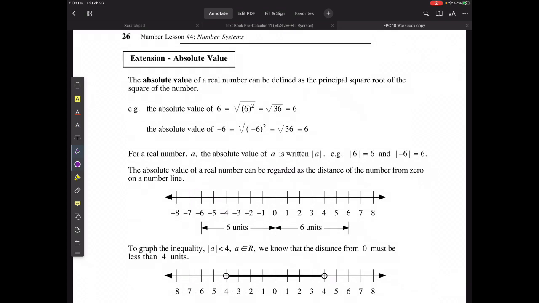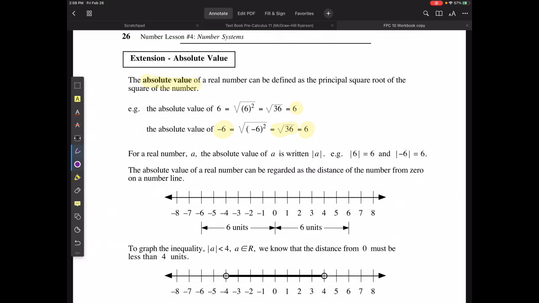We're going to take a quick look at the extension. You're not going to be tested on this, but it is going to be something that is going to come up for grade 11. When we're talking about absolute values, an absolute value of a real number is defined as the principal square root of the square of whatever that number is. So if I took 6 and I squared it, I get 36. If I take the positive square root of 36, I get 6. If I took negative 6 and I squared it, negative 6 times negative 6 is positive 36. If I take the principal or positive square root of 36, then I'm also going to get 6.